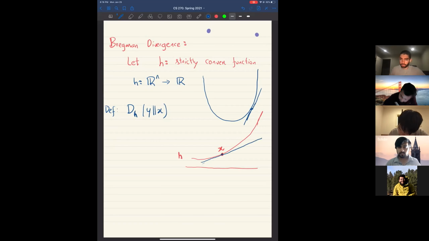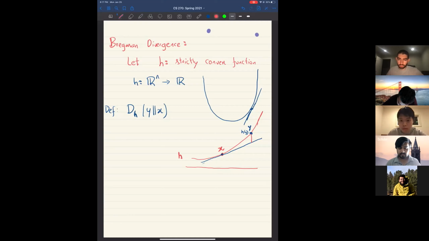There's a linear approximation to the function at x. And of course, your h will stay above this linear approximation. It's on top of this. And if you give me any other point y, let's say this is y, and this is h of y, you see how much above the linear approximation h of y gets.